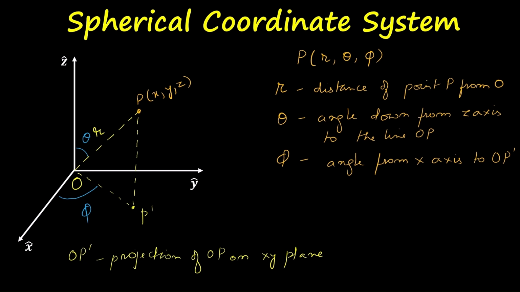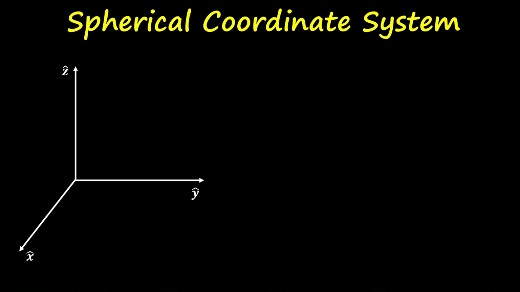Now, the R variable can range from 0 to infinity, and theta can range from 0 to pi, and phi can range from 0 to 2 pi. This is very important because when we use spherical coordinate system, during the integration we need to identify the upper limit and the lower limit.